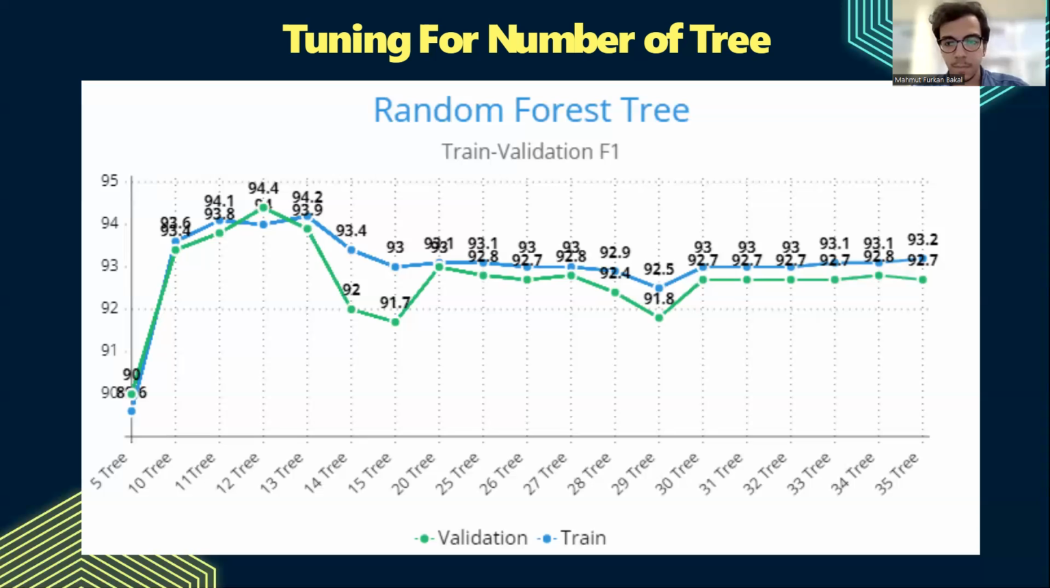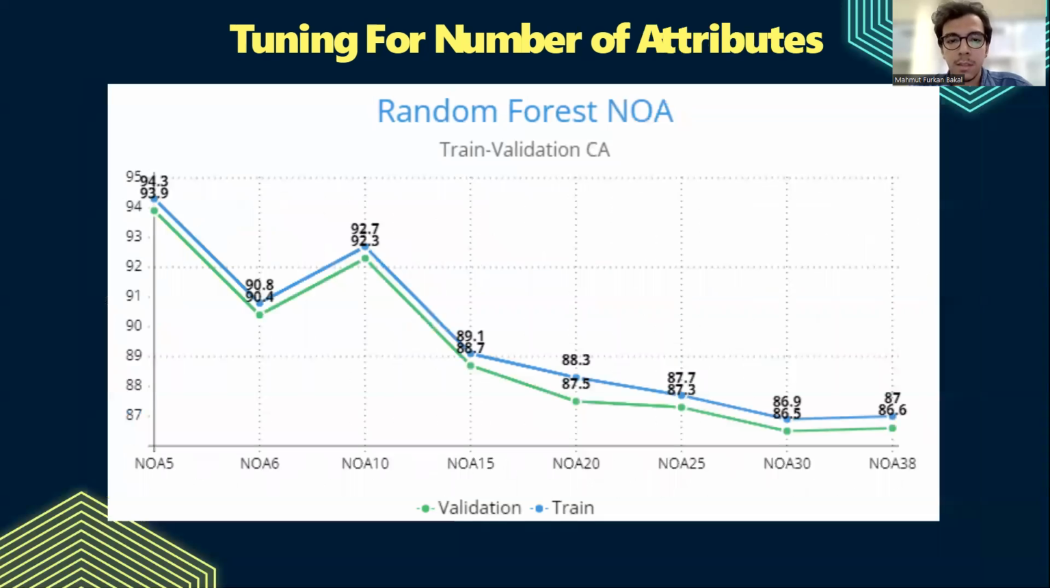Next slide, please. And then we compared the results of some values to find out the number of attributes, using the value 13 which we reached for the number of trees. Number of attributes is calculated by the square root of the number of features for classification. In our dataset, we have nearly 38 features, so we get about 6 from this formula.